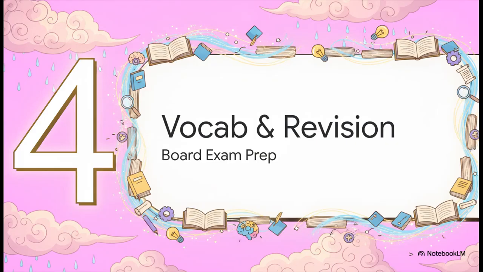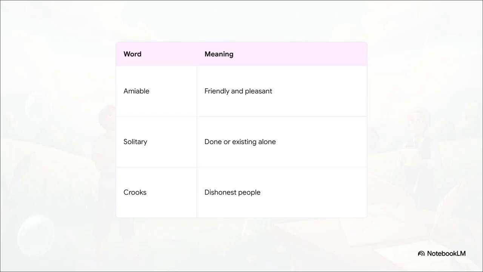Let's bring it home with Section 4, Vocab and Board Exam Revision. Take a deep breath, because this is exactly where we secure your marks. Let's quickly review 3 absolutely critical vocabulary words from this chapter. First up, amiable. This just means friendly and pleasant. Bahut milansar, like the postmaster was an amiable fellow. Second is solitary, meaning done or existing alone. Akela. Remember, Lencho lived in a solitary house. Third is crooks, meaning dishonest people or criminals. Dhokebaz. Lencho famously called the incredibly nice post office workers a bunch of crooks.